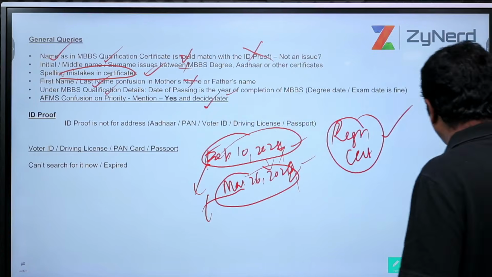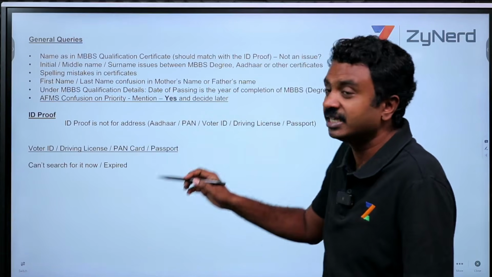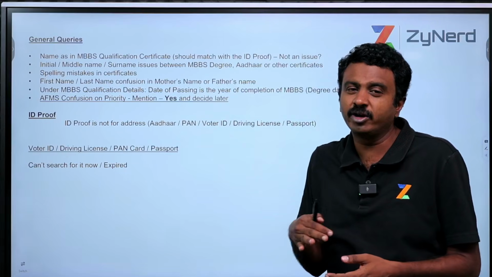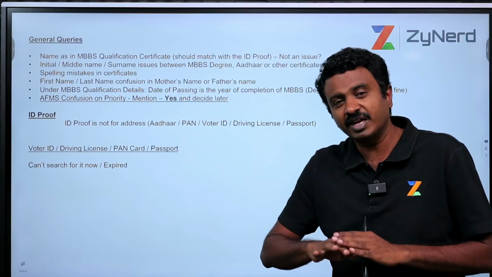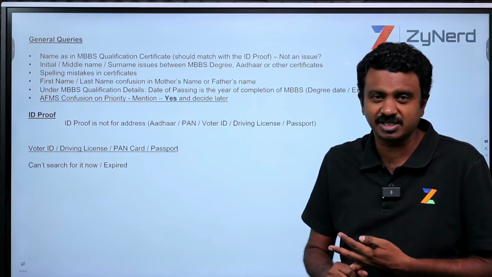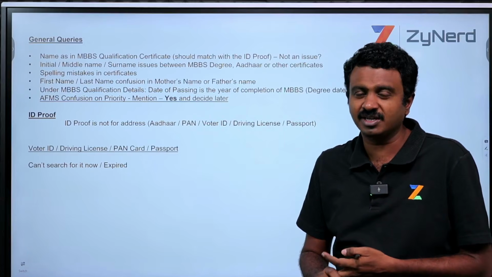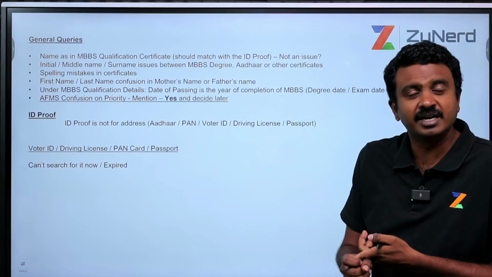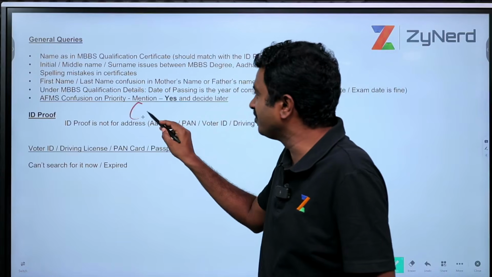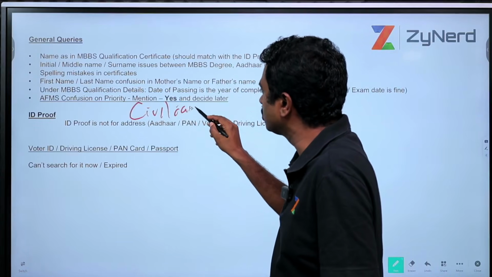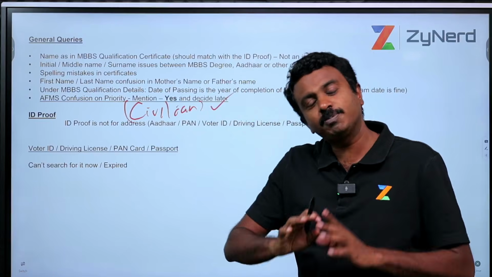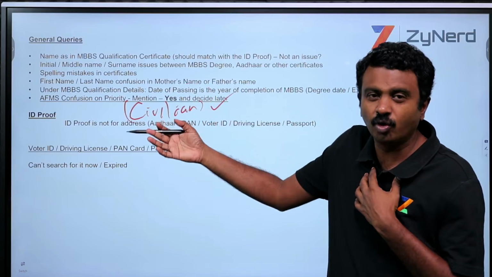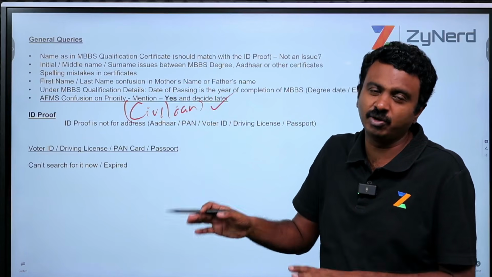AFMS confusion on priority. AFMS has priority 1, AFMS service medical officers, on to priority 5, which is civilian candidates. If you have nothing to do with AFMS, not a foreign sponsored candidate, not a paramilitary organization candidate, not somebody who has completed years of service through AFMS SSC, then you choose civilian for now. Mention yes and choose civilian. You can opt out of AFMS later. Even if you say no here, you can opt into AFMS later during the MCC counseling.